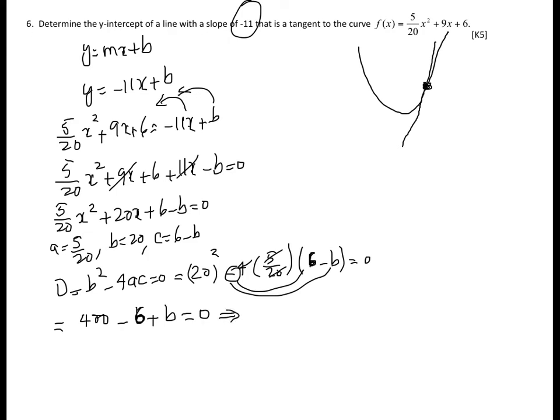Now, from here, I know that 400 minus 6 is 394. So if I move 394 to the right, I get b is negative 394. So this means the y-intercept of the line is negative 394.